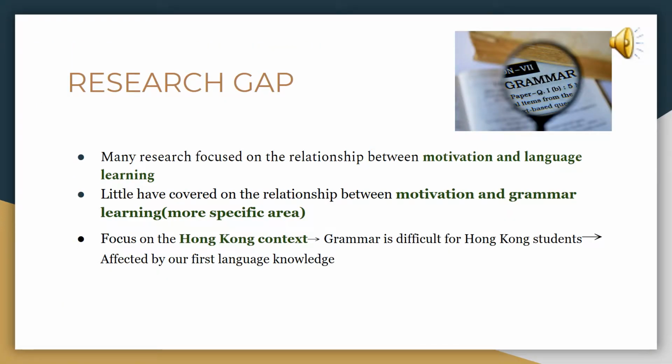At present, much research has focused on the relationship between motivation and language learning, but only a few have covered the relationship between motivation and grammar learning, which is a more specific area. On the other hand, we would like to focus more on the Hong Kong context in this study, because grammar is extra difficult for Hong Kong students to learn as affected by our first language knowledge. This will be our investigating area in this research.